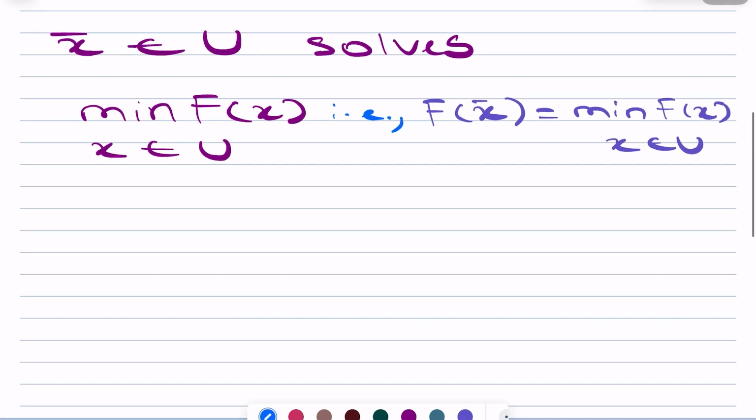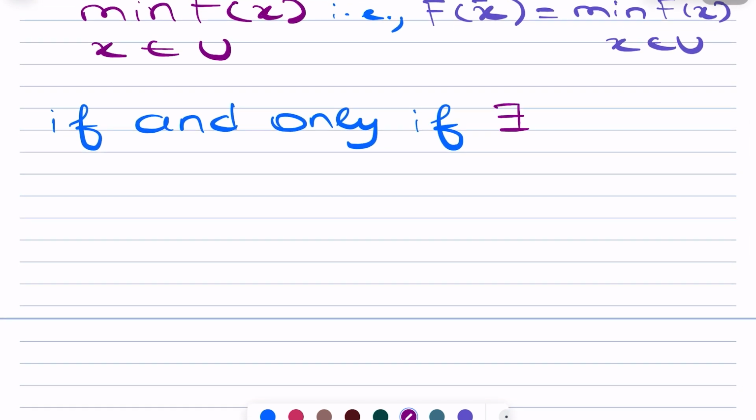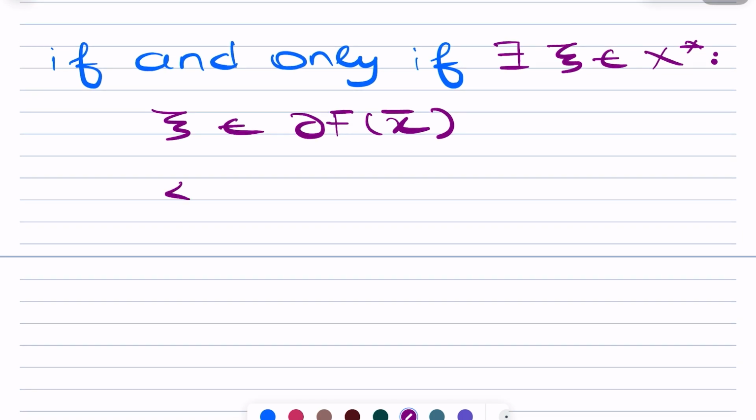Then x bar is a minimizer of this problem if and only if there exists a linear bounded operator, that we call 𝛏, in the dual space, such that 𝛏 is in the convex subdifferential of F at the point x bar, and we also have that the duality pairing of 𝛏 applied to 𝑥ₘᵢ minus x is greater or equal than 0 for every 𝑥ₘᵢ in U.